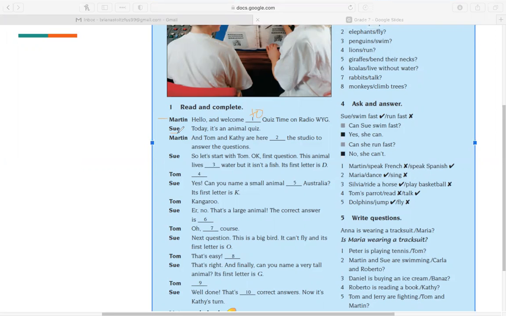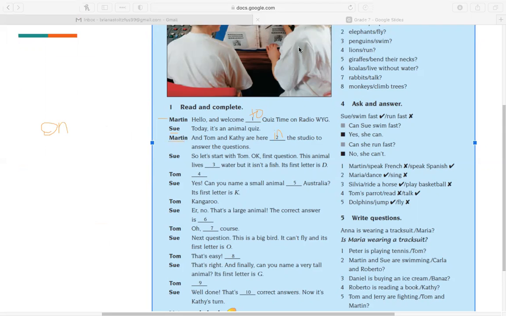Sue says, "Today it's an animal quiz." Martin says, "And Tom and Kathy are here, the studio, to answer the questions." Do we use the word in or on here? Here we use the word in. Remember, we use on if we're talking about on a table or on the wall, but we use in if we're talking about a room or maybe a bag or a box.